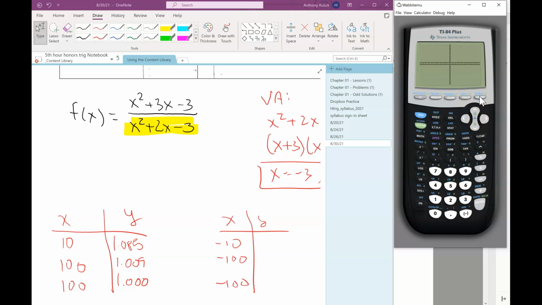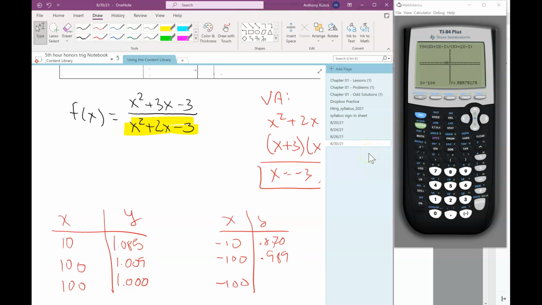And now I'm going to do the same thing with the negatives and see if those are also heading towards 1. So I'll do negative 10. So I have 0.870 there. And then negative 100. I got 0.989 there.